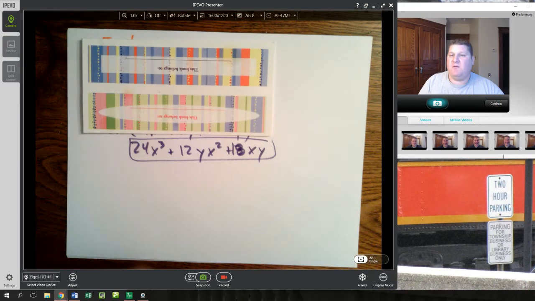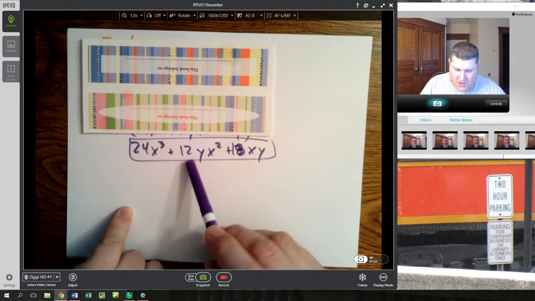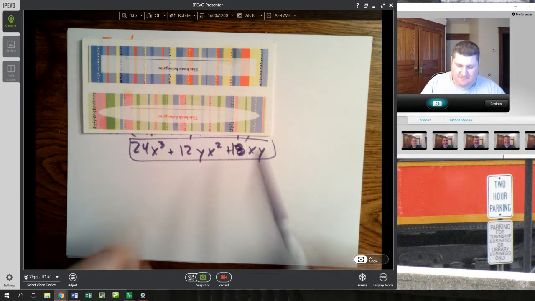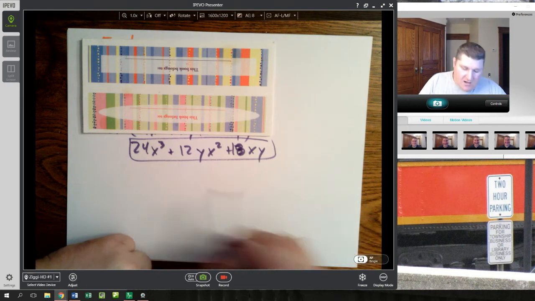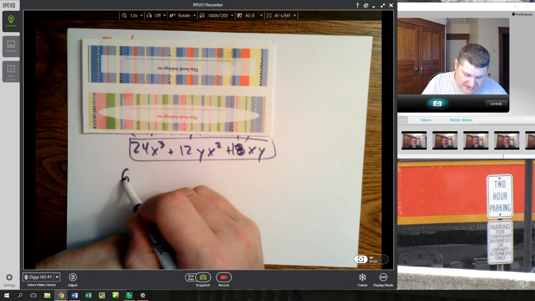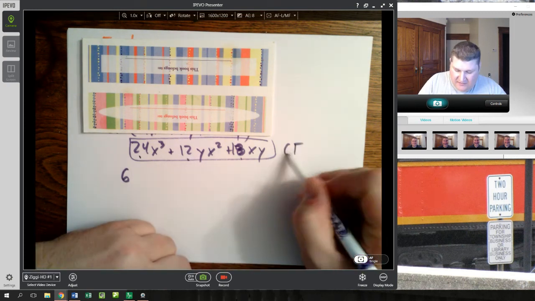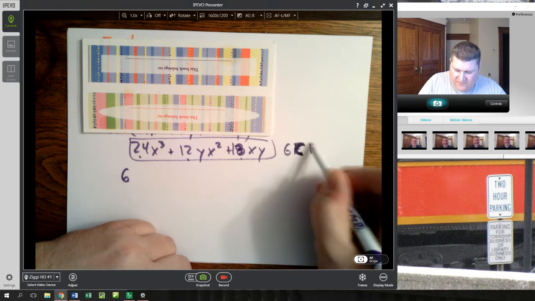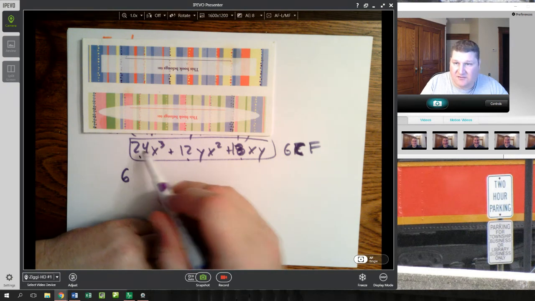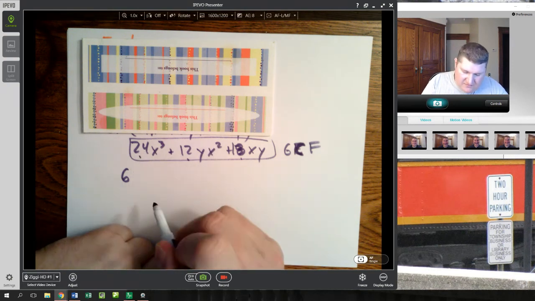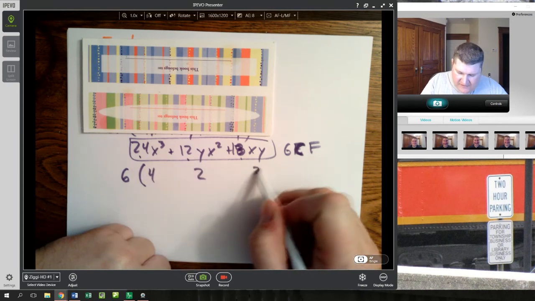Well, just like the 12, it could have been lots of different combinations that made that. But what I can at least say is, looking at these numbers, 24, 12, and 18, I can take out a 2. Well, wait a minute, I could do better than a 2. I could take out a 6, because 6 goes in here, here, and here. So we're taking out the greatest common factor, the GCF. So the greatest common factor of the numbers is 6. Now, that leaves 4, that leaves 2, and that leaves 3.